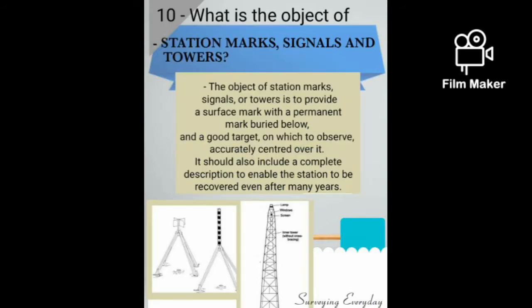10. What is the object of station marks, signals and towers? The object of station marks, signals, or towers is to provide a surface mark with a permanent mark buried below, and a good target on which to observe, accurately centered over it. It should also include a complete description to enable the station to be recovered even after many years.